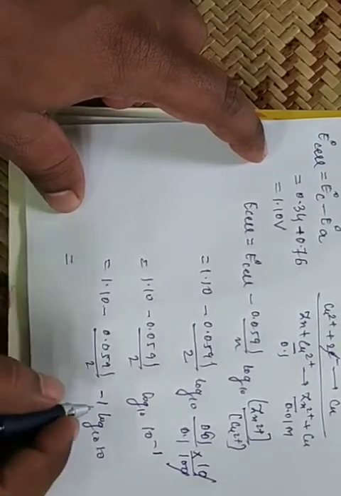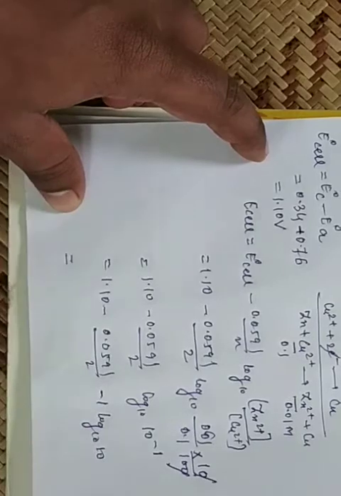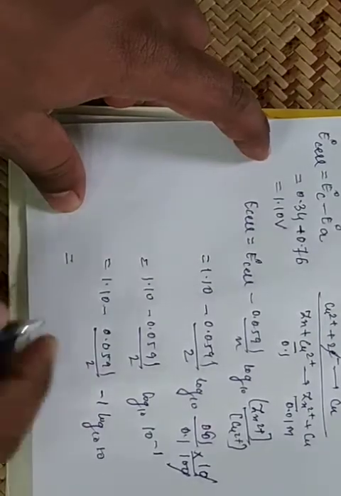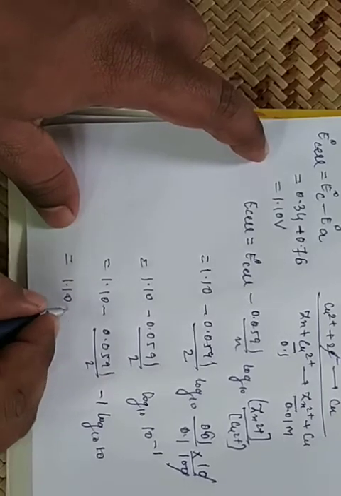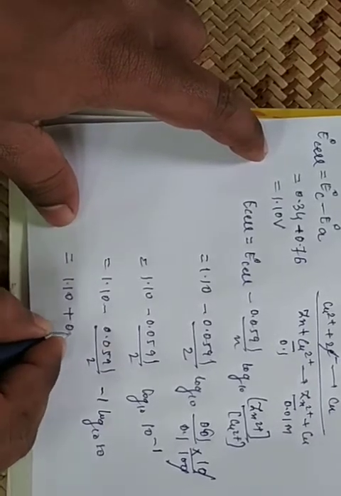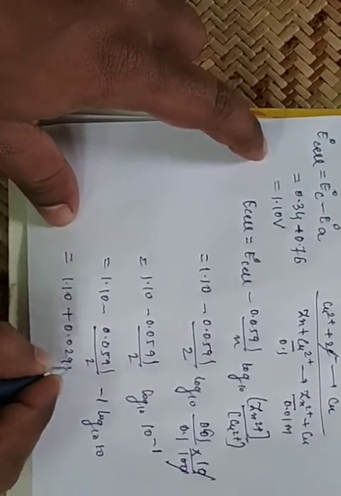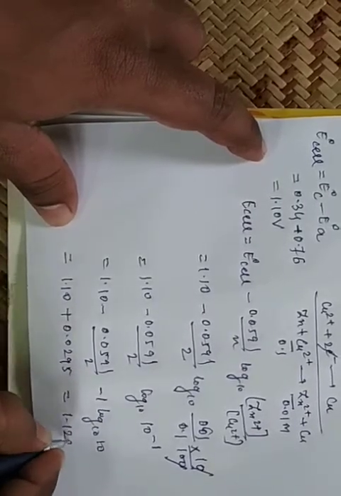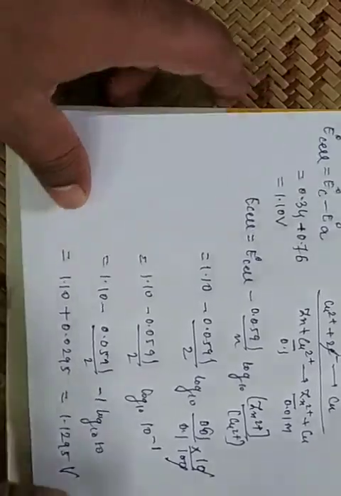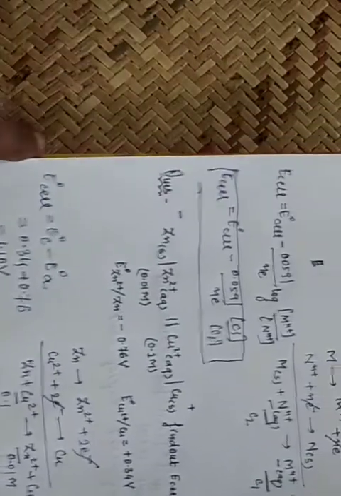When you solve all of it, minus minus becomes plus, so you multiply by this. So 1.10 plus 0.0295, then the answer is 1.1295 volt. So this is a case 1 topic.